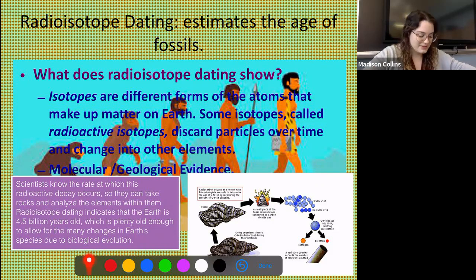I completely lost there, we are. Now, radioisotope dating indicates that the Earth is 4.5 billion years old. It's super old, which is plenty of time for these evolutionary changes to have occurred, right? So since we're looking at rocks and structures that are found within the Earth, this is going to be geological evidence. And so, since we're looking at these similarities, as well as the molecules that make them up, this is also going to be molecular evidence.